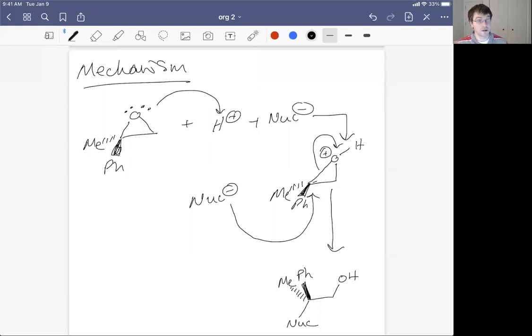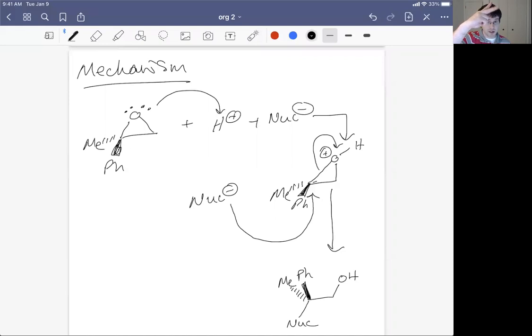It turns out though, and I'll just say this, I'm not going to write it, inversion of configuration and backside attack do happen. This is a very similar type of transition state as the SN2 reaction. But what we're doing is we're showing the nucleophile crawling underneath, and all we're doing is we're sort of taking our wedge and our dash and flipping them up so that we still have a tetrahedral geometry.